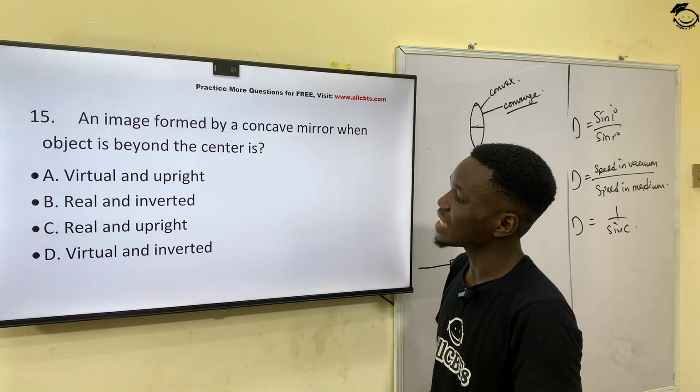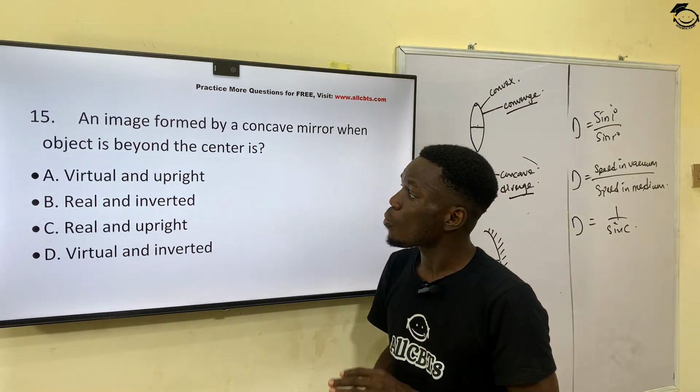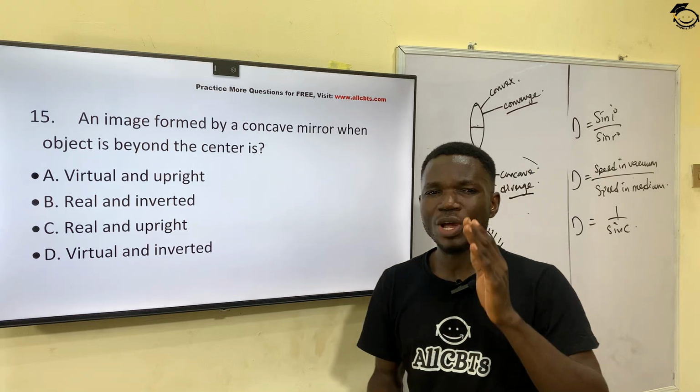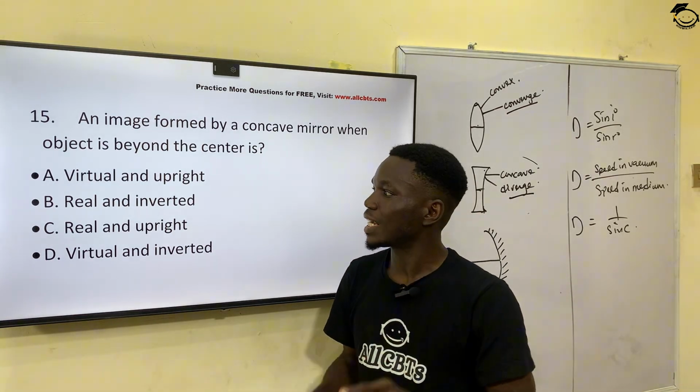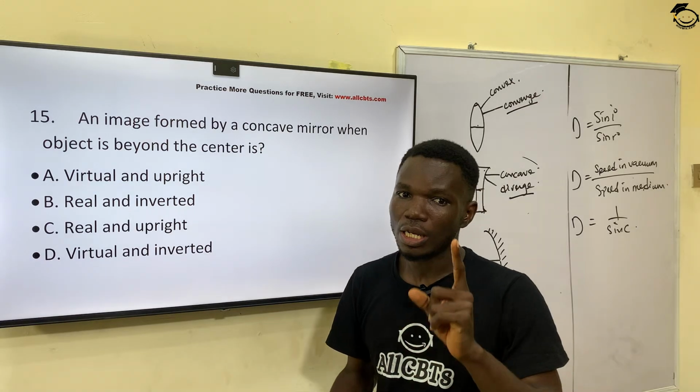the center is dashed. Now, the image formed by a concave mirror when the object is beyond the center is always real, but it is inverted. And that is option B, real but inverted.